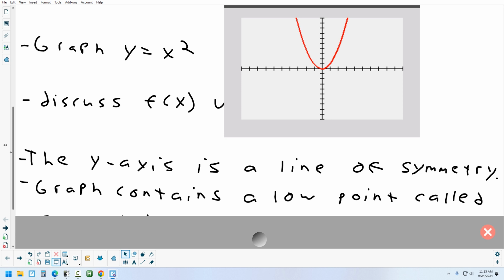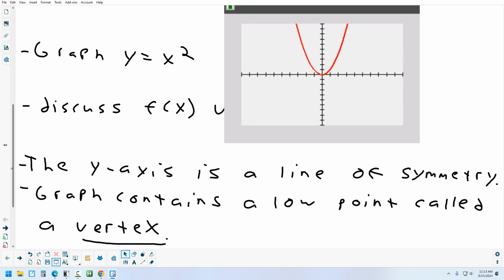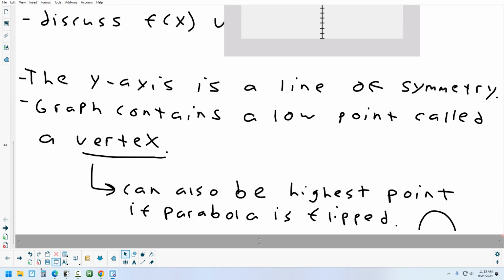The low point on this parabola, that's called the vertex. In this case, what's the coordinate of the vertex? 0, 0. Yep, the vertex is at 0, 0. Now, the vertex doesn't always have to be the lowest point. If you take the parabola and you flip it over, the vertex could be the highest point.